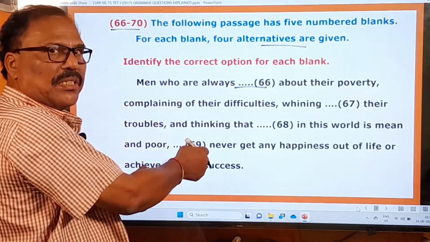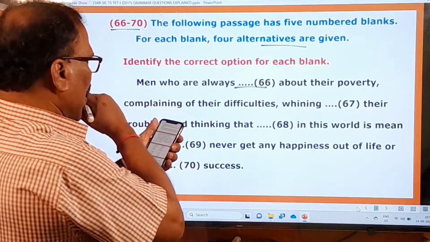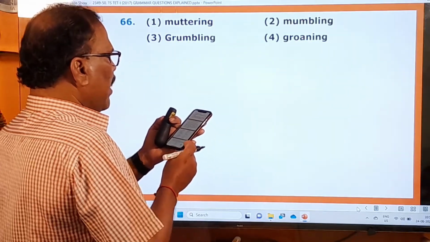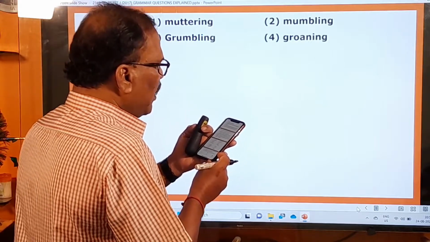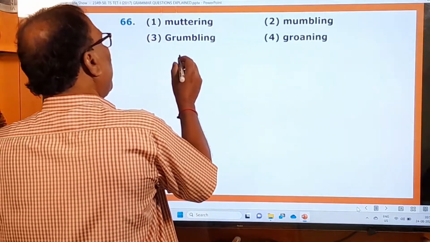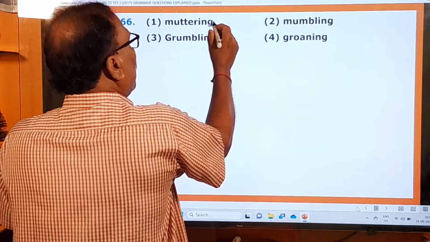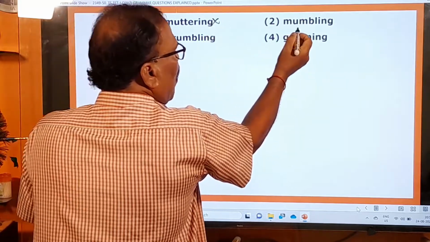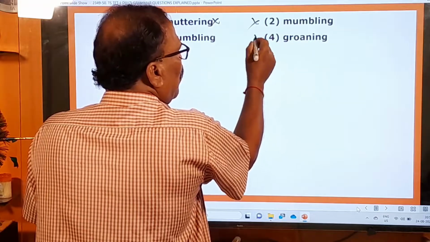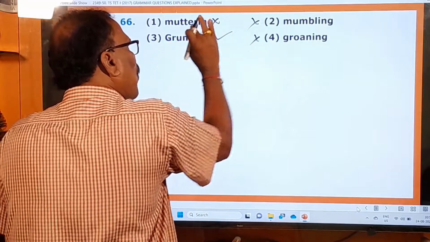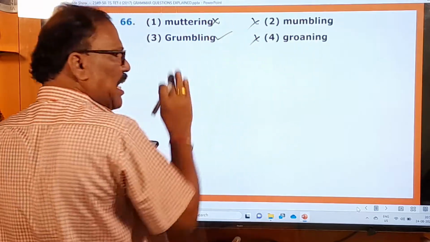I cannot come back to this, therefore I am taking the help of this iPhone. See, the 66th question is there. Men who are always dash about their poverty. Always muttering, no. Mumbling, no. Groaning, no. Grumbling is the right one. Why is this the right one and why are the others wrong? Let us see that.